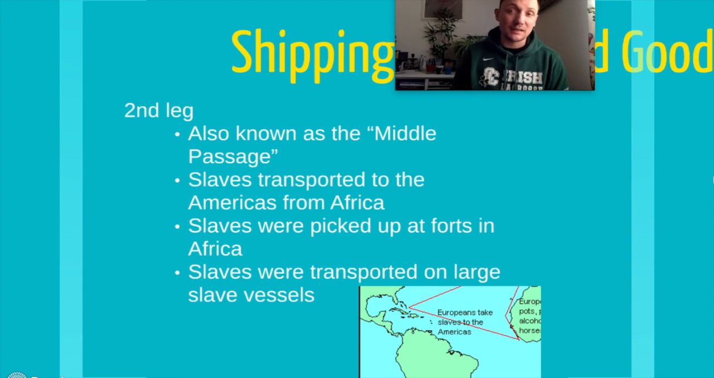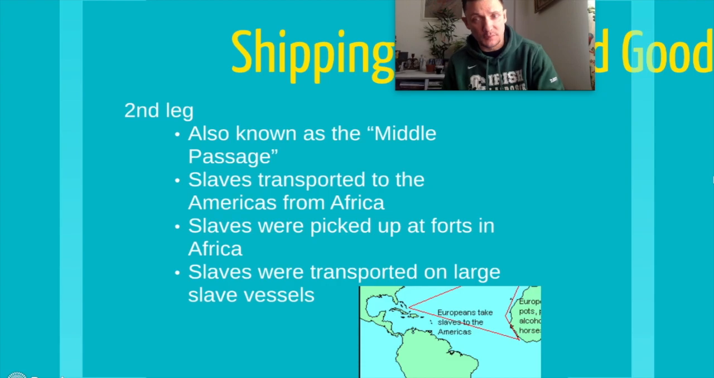So, the second leg of the Transatlantic trade network is known as the Middle Passage, right? Usually on this particular passage, slaves are transported from Africa to the Americas, usually picked up at forts on the west coast of Africa, on very, very large vessels that could hold anywhere from 250 to 500 people, right?